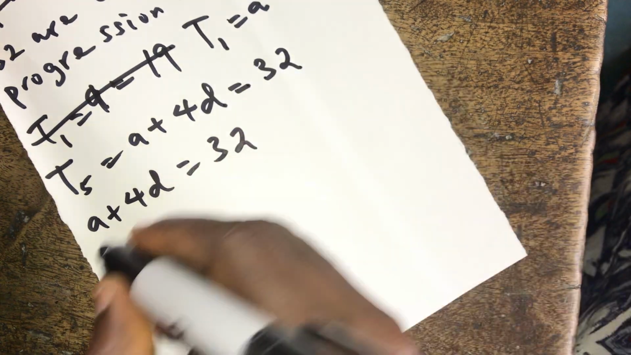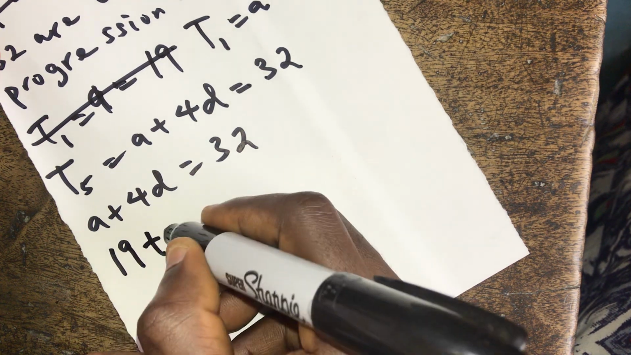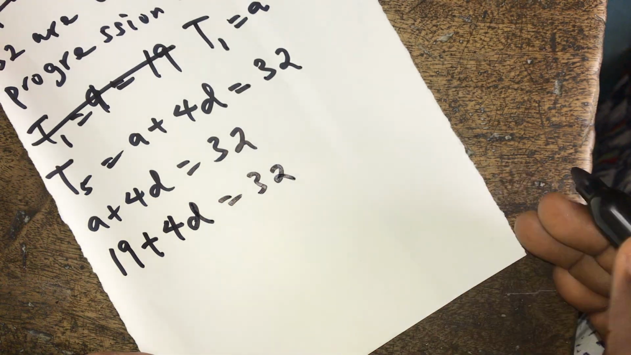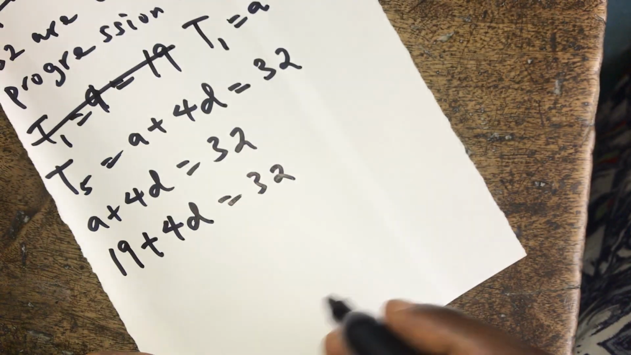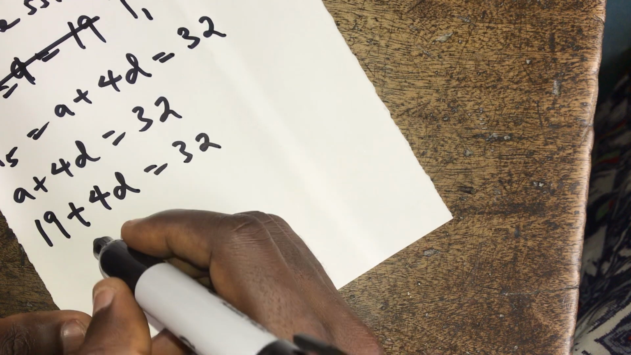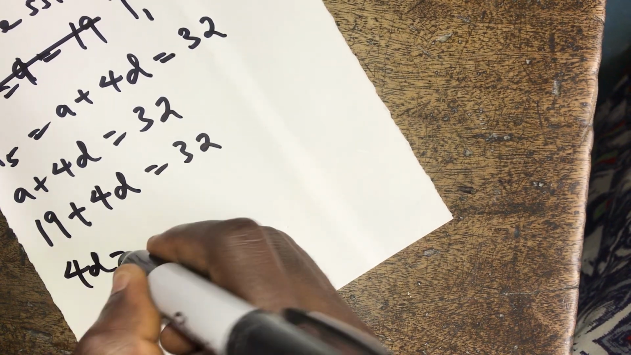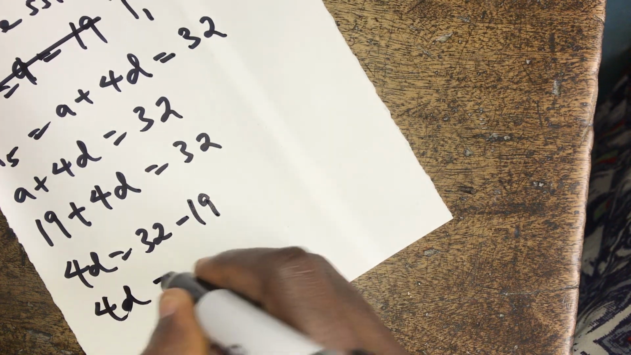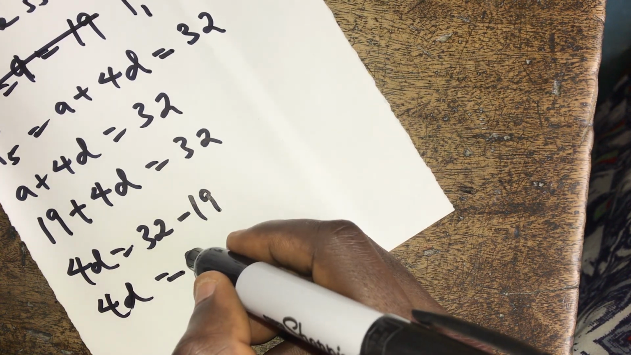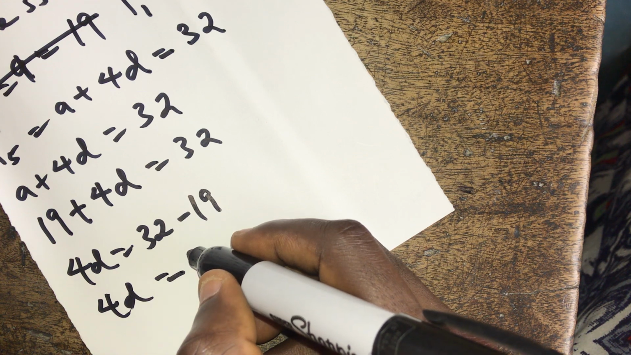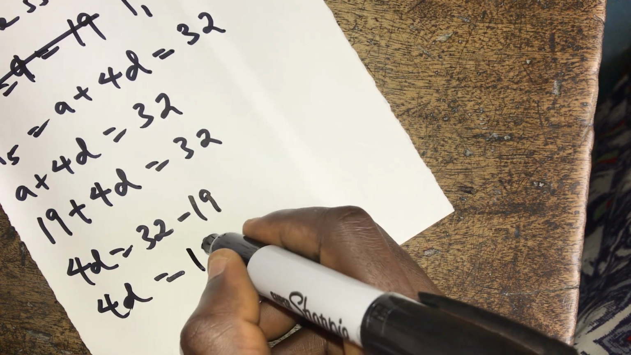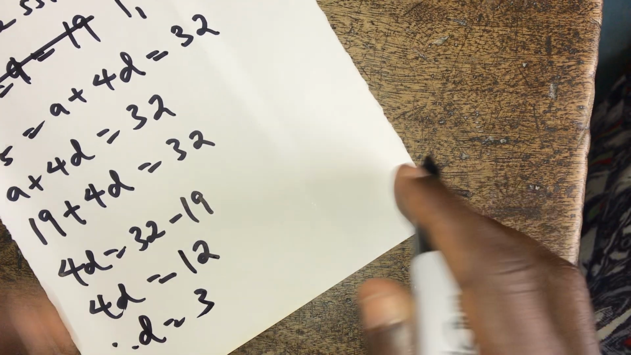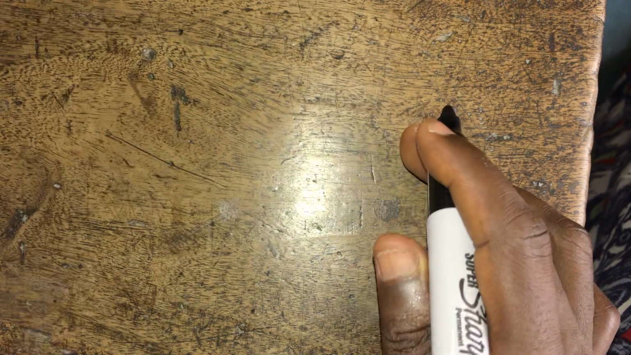And because we already know a to be 19, 19 plus 4d is equal to 32, and that means 4d equals 32 minus 19. 32 minus 19 is 12, and therefore d is equal to 3. So since we know d, we can easily find the remaining terms.